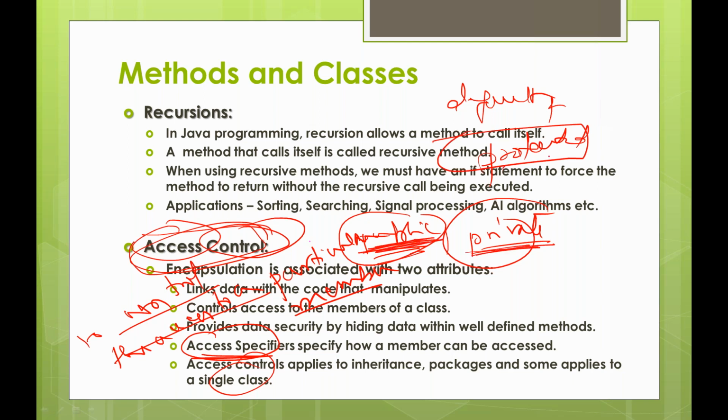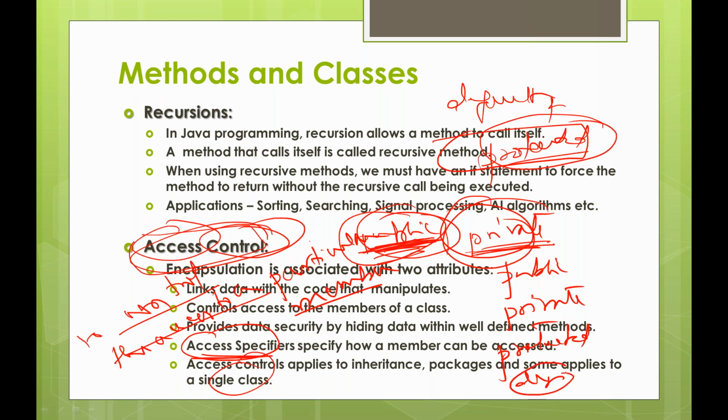So public, private, protected. These three are access keywords. One is public, second one is private, third one is protected, and fourth one is default, but we don't have any specific keyword for this default access. Okay, we will see each and everything. So these access controls or access specifiers apply to your inheritance part, packages, and also a single particular class.